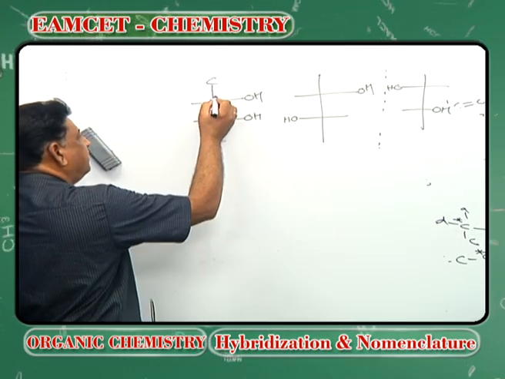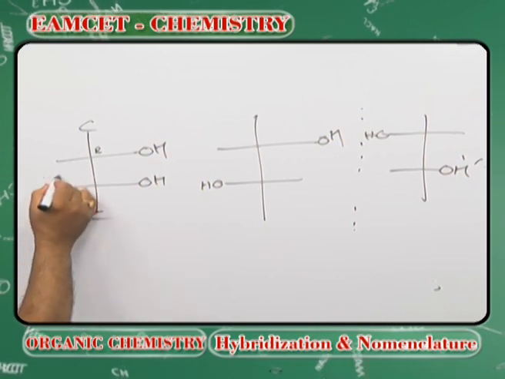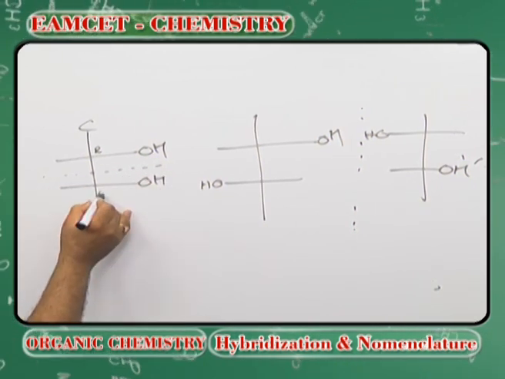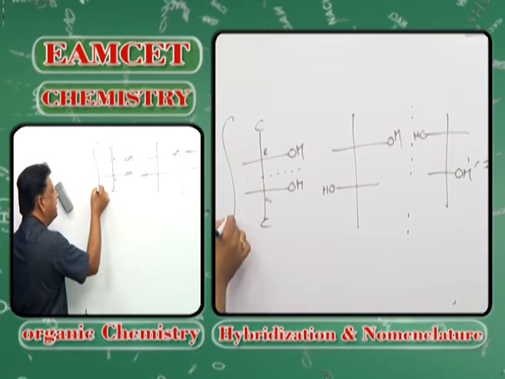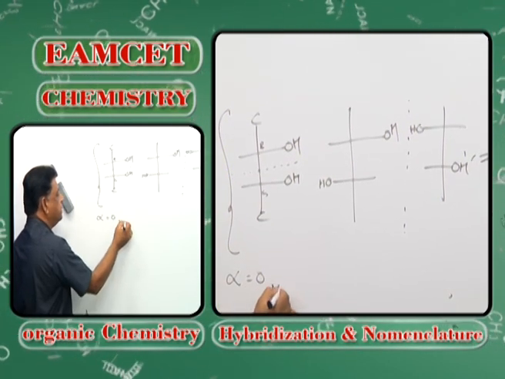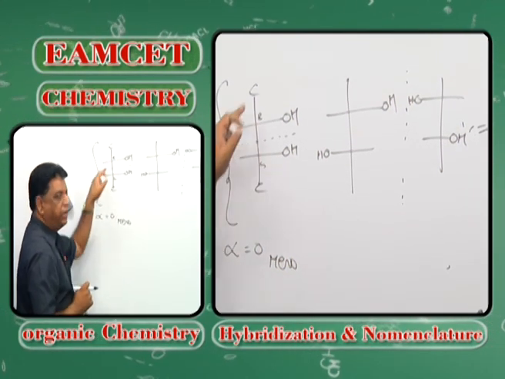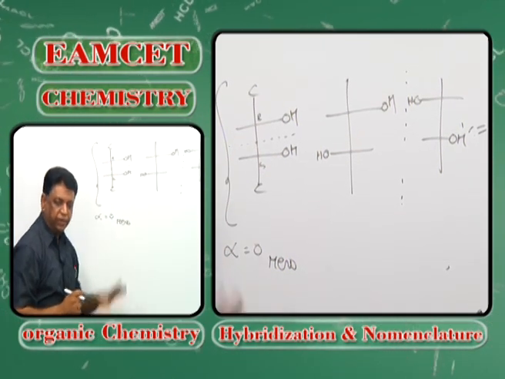Now, here if this is R, so this happens to be a mirror image of this one. Therefore, there is a compensation taking place, and the net optical activity will be 0. Such compounds are called meso. That means RS butane diol is a meso compound.